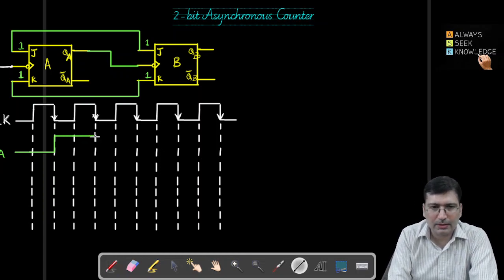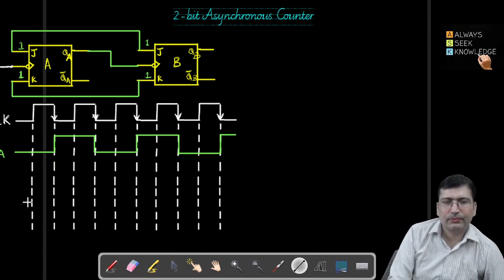So here it will be toggling and it will again reach level 0. Then it will be 0 till the next negative edge, and then again it will become high. Then again it will be high till the next edge, and then it will again toggle and become 0, and then again it will remain 0, and then again it will become high for this edge, and so on. So this will continue like this.